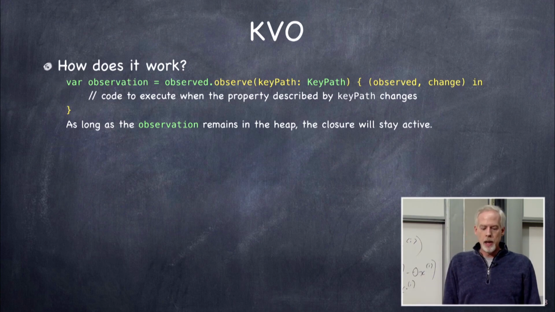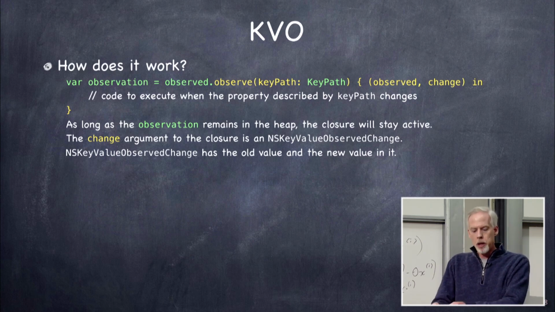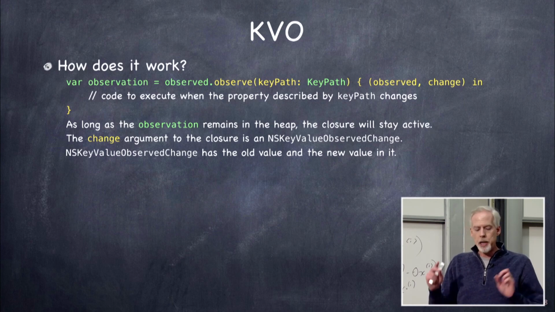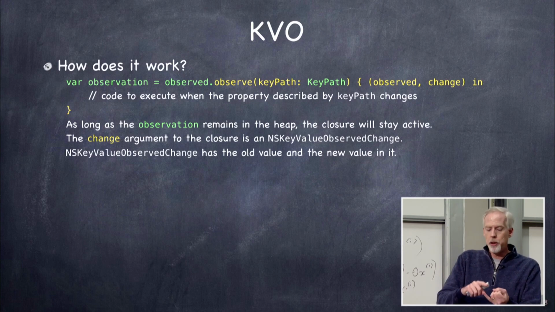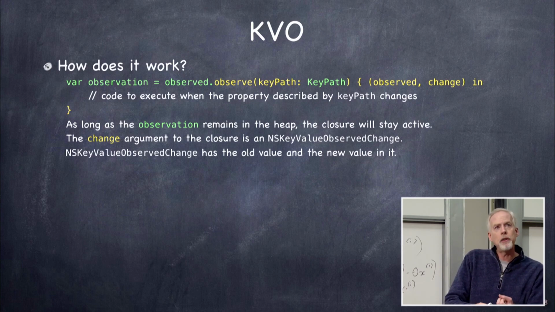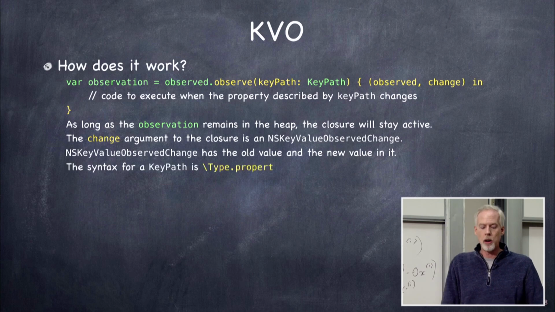Now the arguments you see to your closure: of course you get the thing that's being observed handed back to you. You also get this thing, change. That change is of type NSKeyValueObservedChange, and that's a little object that you can get the old value of the thing, the new value of the thing that changed, that kind of stuff. It just basically tells you about the change that happened that caused your closure to get called.